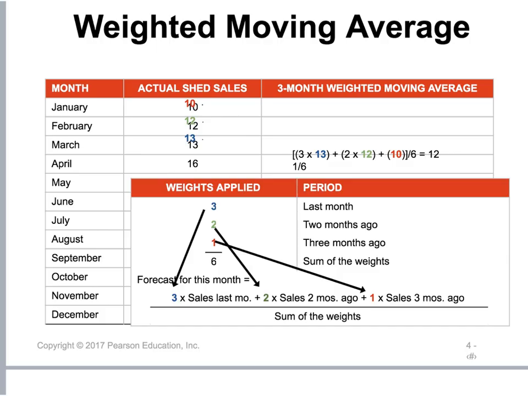So it's going to be 3 times 13, which is the last month, plus 2 times 12, which is for 2 months ago, plus 1 times 10, divided by the sum of the weights, which is 6. The difference here versus the regular moving average is that you divide by the sum of the weights.